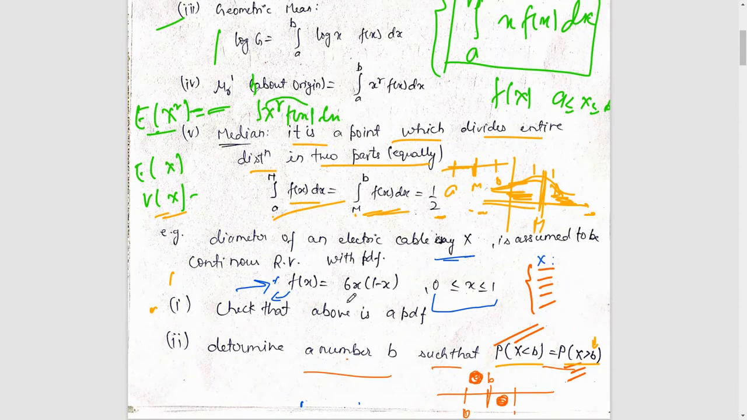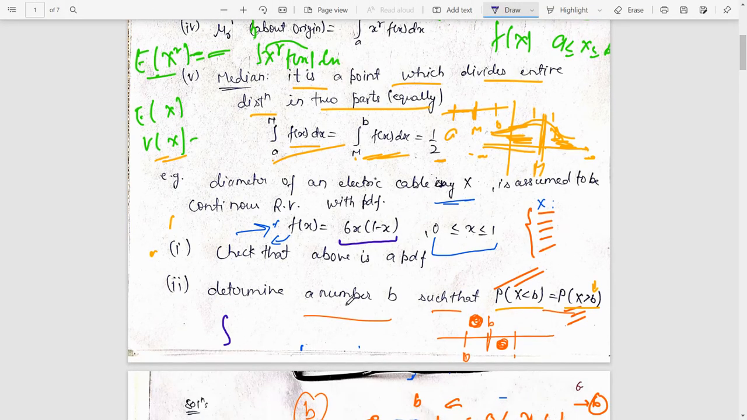Sum of probability means it's just a simple function, meaning there is no piecewise function. Yeah, definitely.